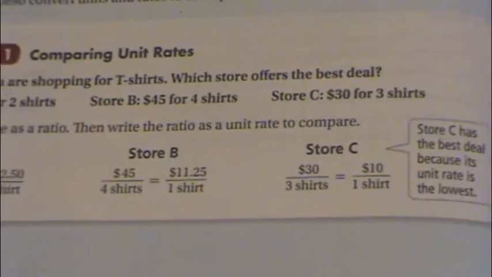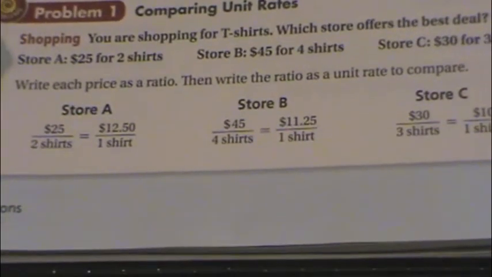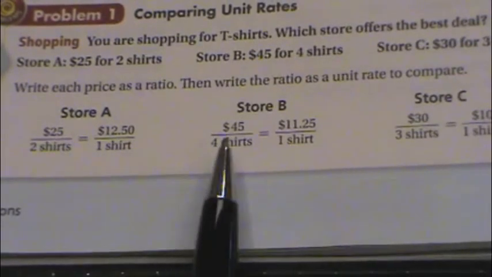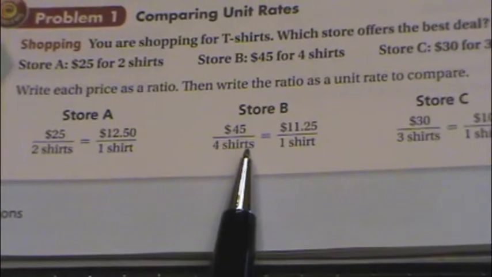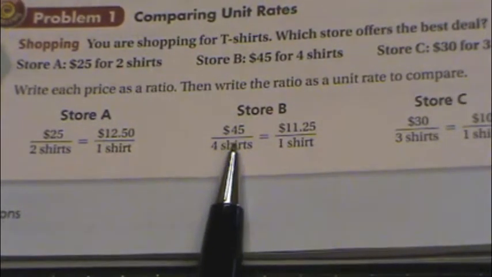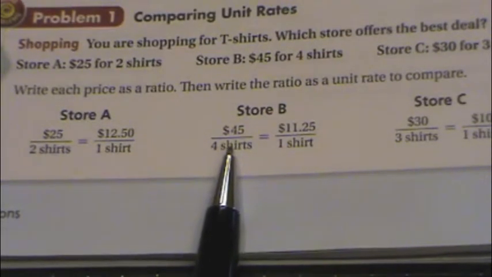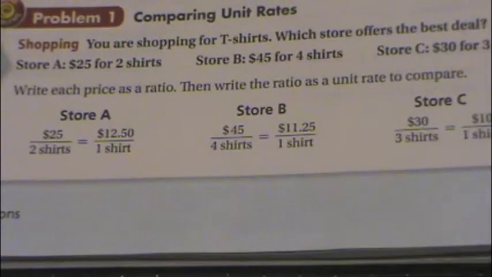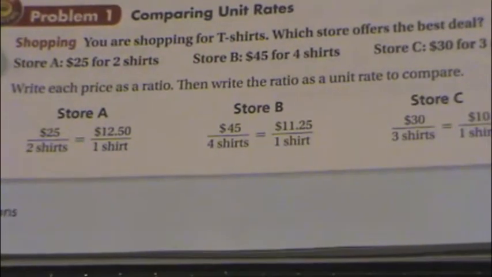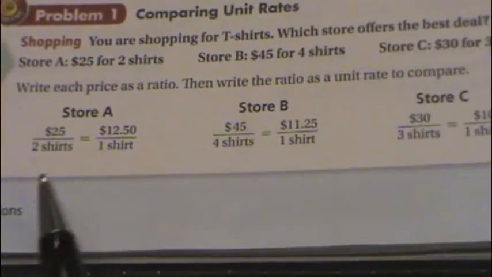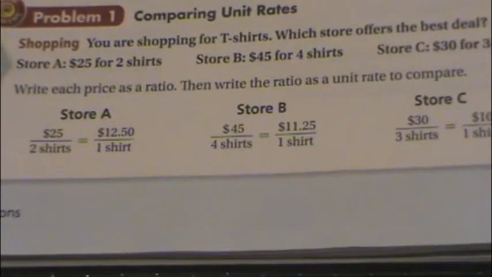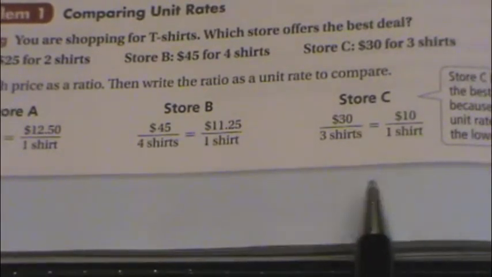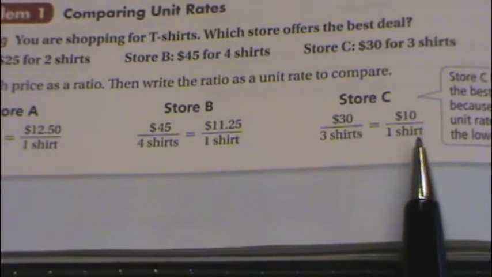Got it? Problem 1 simply asks if Store B lowers its price to $42, does the solution to the problem change? And I don't want you to write anything down in your notebooks, math-wise. I just want you to think about this. Right now, the way the problem was originally, which shirt is the cheapest? The $12.50 one, the $11.25 one, or the $10 one? Well, duh, the $10 shirt is the cheapest.